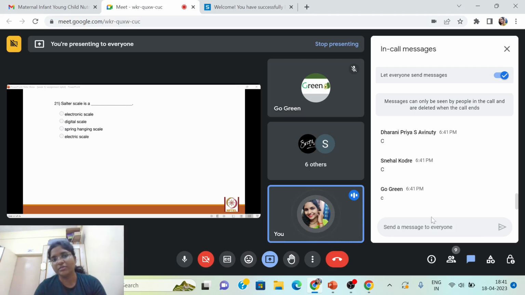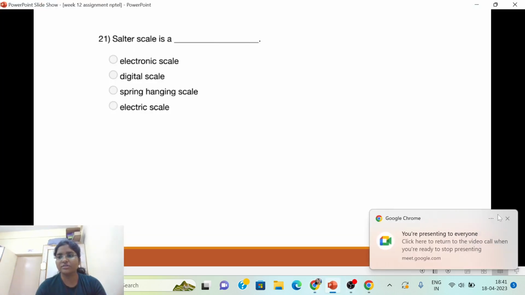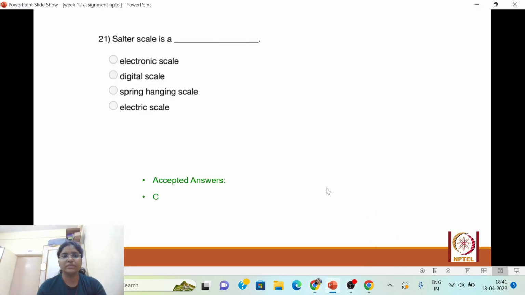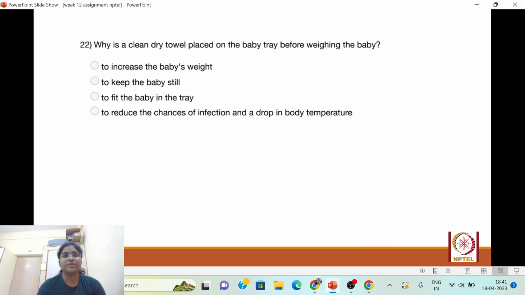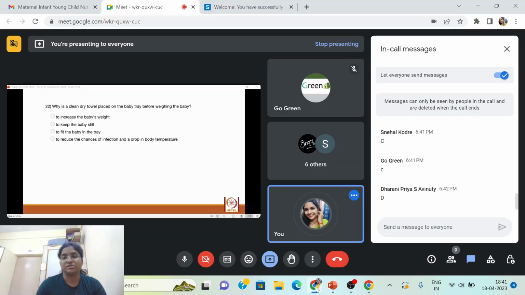Okay, let's see what is the correct answer to this question. It's a spring hanging scale. Salter scale is a spring hanging scale. Why is a clean dry towel placed on the baby tray before weighing the baby? To increase the baby's weight, to keep the baby still, to fit the baby in the tray, to reduce the chances of infection and a drop in body temperature.